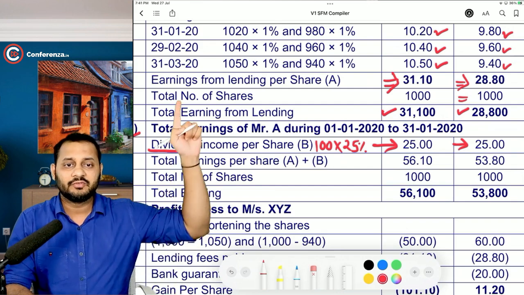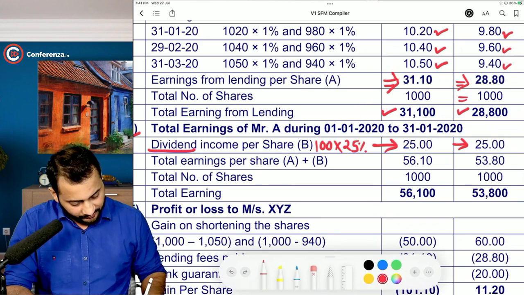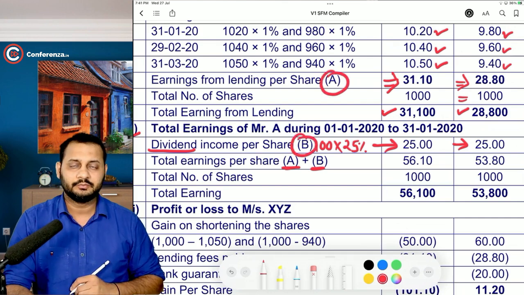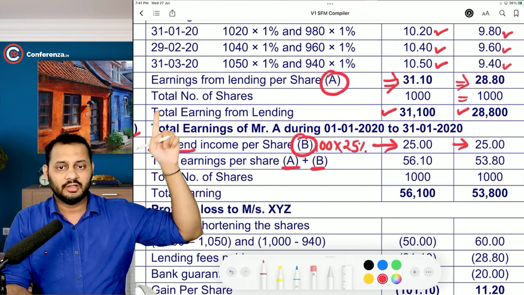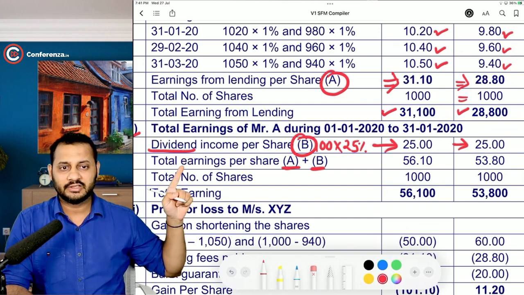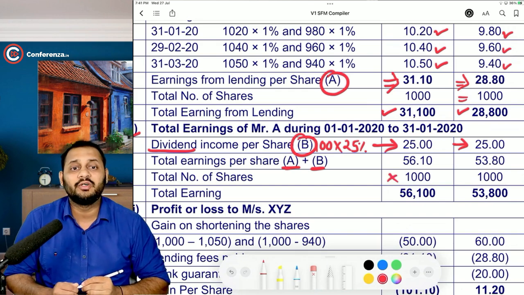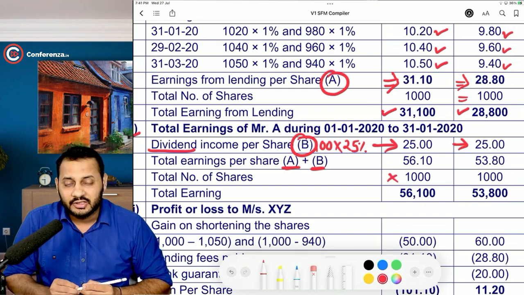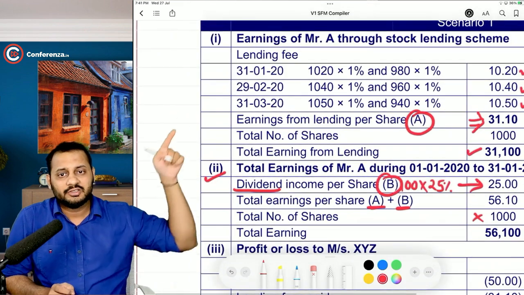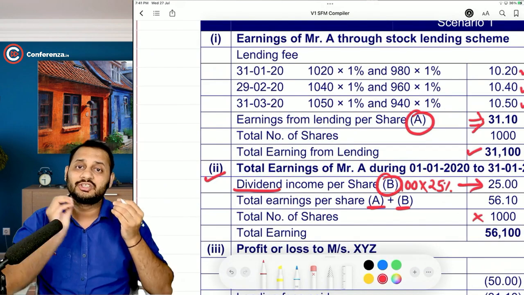And the earnings from the first part, 31.10. See, 56.10 is calculated as A plus B. This is A and B. So earning from lending charges and the dividend income, the total earning is 56.10 and 53.80. Again multiplied with 1000 shares, because you are going to earn this much on 1000 shares. So the total earning will be 56,100 and 53,800. First two answers were from the angle of Mr. A, who was the owner.